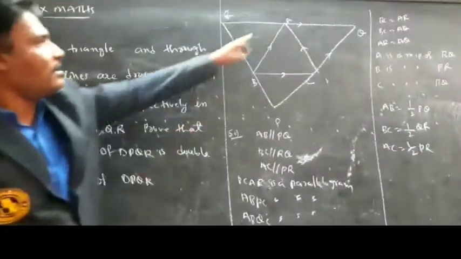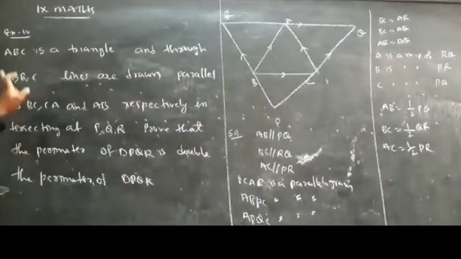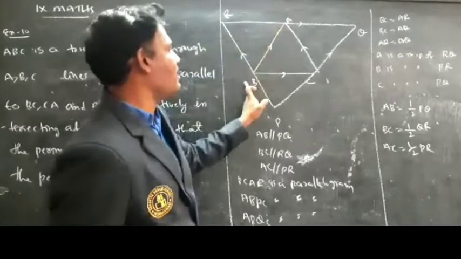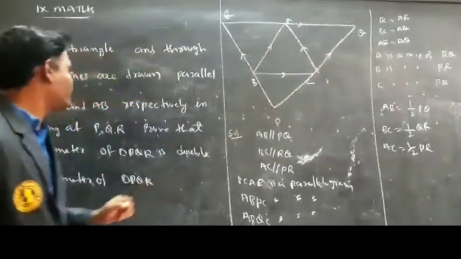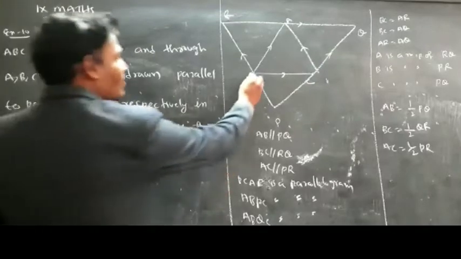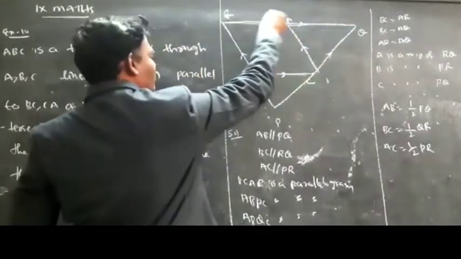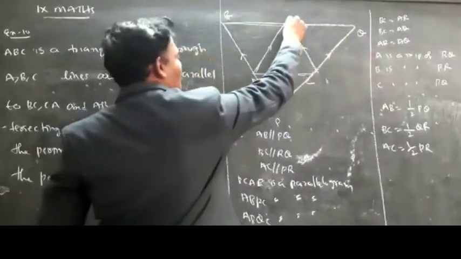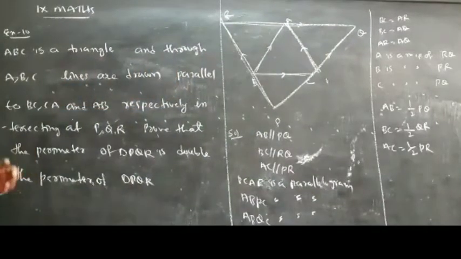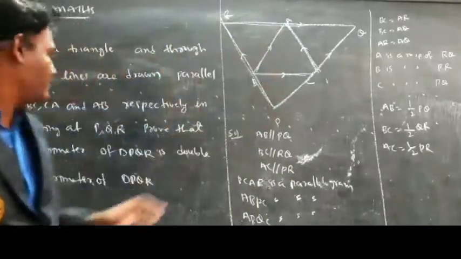ABC is a triangle. Through A, B, C lines are drawn parallel to BC, CA and AB. So one line is parallel to BC, one line is parallel to AB, and also one line is parallel to AC. They intersect at P, Q, R.